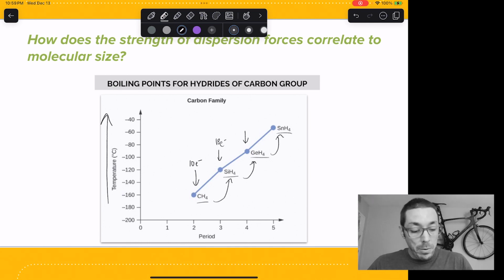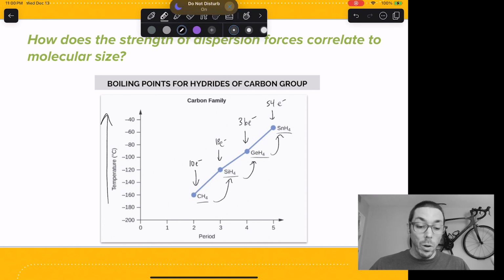GeH4, we're now up to 36 electrons total in that molecule, and tin with hydrogen, 54 electrons. So you can see that the trend is the more the electrons, the more dispersion forces attract the separate molecules together, and that means that it takes a higher temperature to boil those compounds and separate the individual molecules.